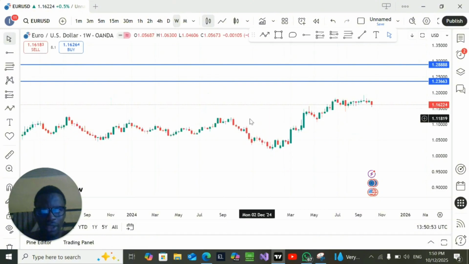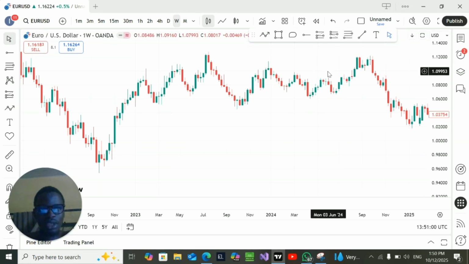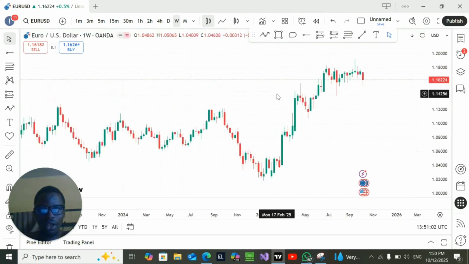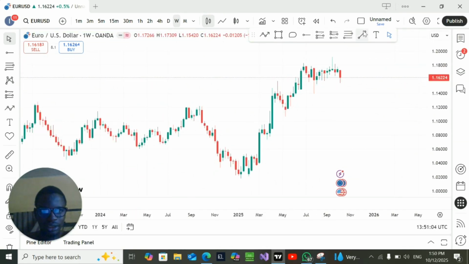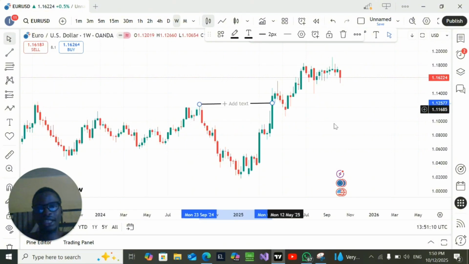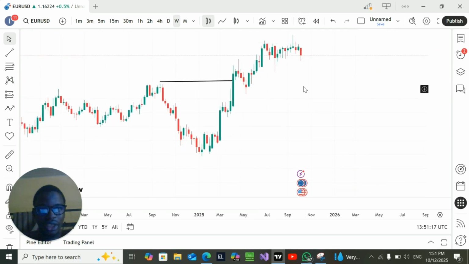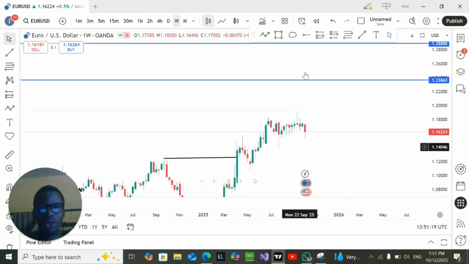Let's zoom in. Okay, so looking from the weekly, we could see that the market has broken a structure here, a market structure here. Okay, so it has broken a market structure here, which means that the weekly is very bullish, which means that it is heading to this supply.